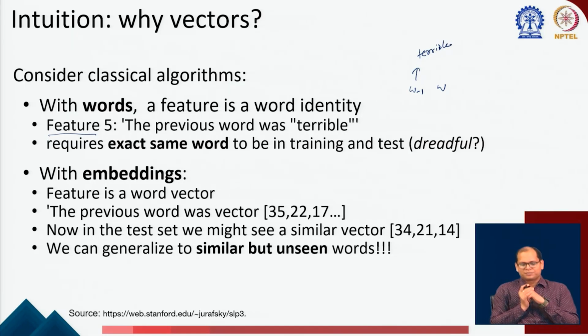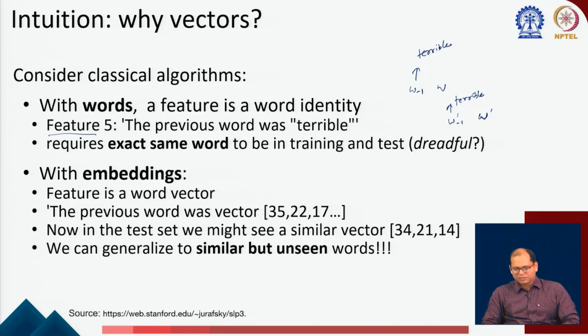Fine, but it means that this requires the exact same word to be present in the test data. In the test data, you have another word and the previous word to that is terrible, so your feature will fire. But what if you got some other synonym of terrible? What if you got dreadful or something different? What would happen? It won't trigger for any other synonym because it needs the exact same word.